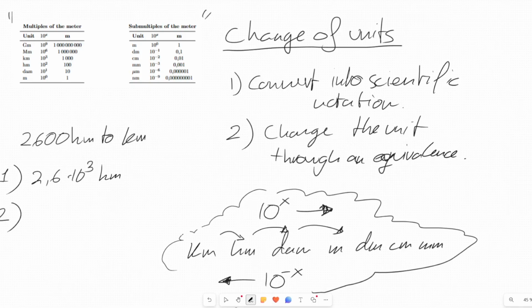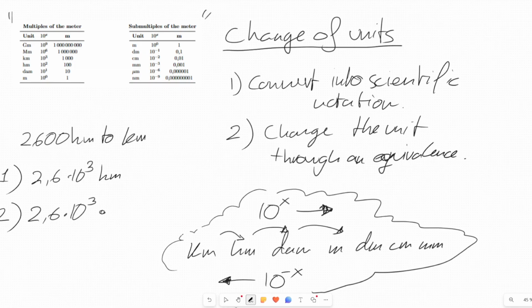In this case, since the kilometer and the hectometer are next to each other, I only have to take one step. So the power is going to be 1. The exponent is going to be 1. And since I'm moving to the left from the hectometer to the kilometer, then the conversion factor, the equivalence we're going to use, is 10 to the power of -1. So we write down the number we had before, and now we add the equivalence.